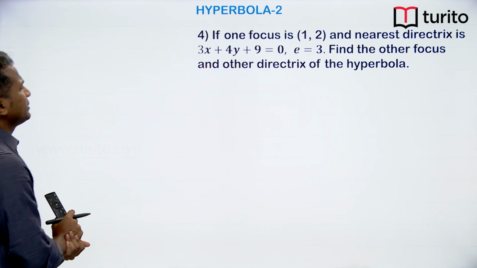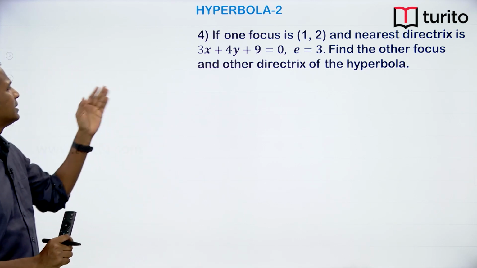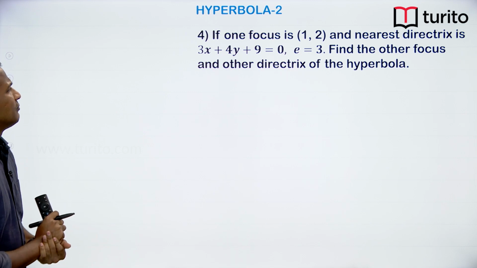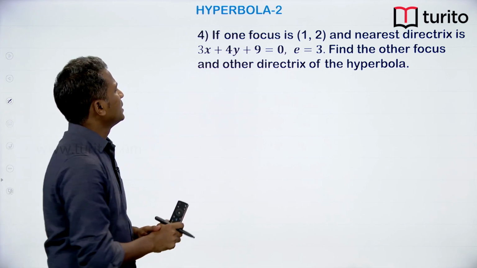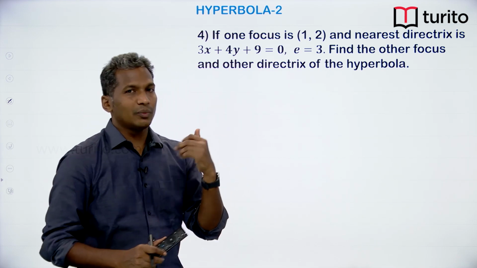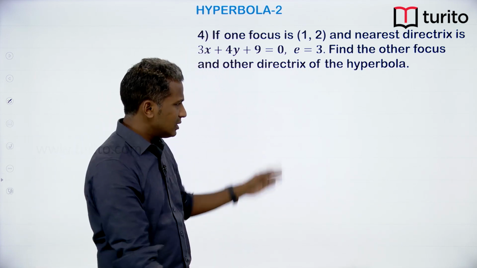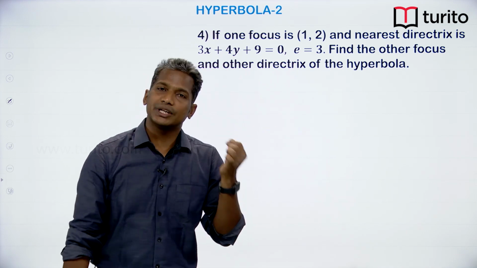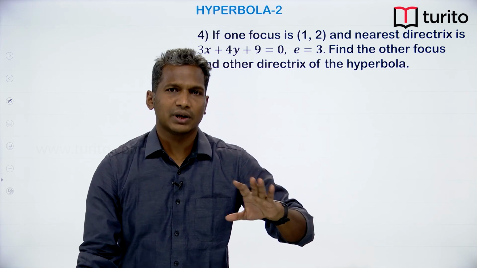If one focus is 1, 2 and the nearest directrix is 3x plus 4y plus 9 equal to 0 and e is equal to 3, find the other focus and other directrix of the hyperbola. Here, to get clarity, because a lot of geometry is involved, we draw the diagram first, we approximately check the location, and based on our understanding we will derive the required values.